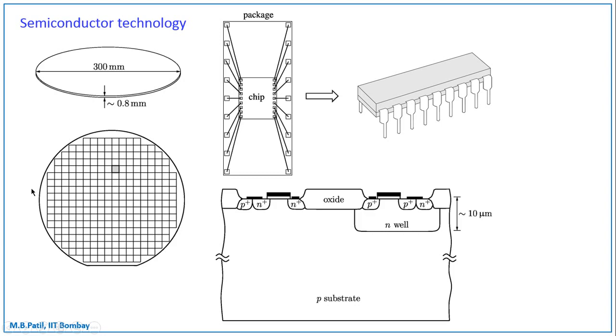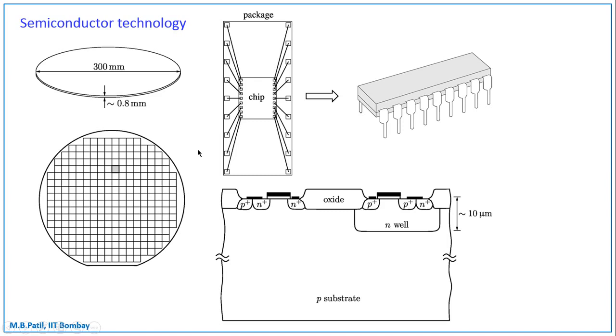And after going through a series of processing steps using very sophisticated equipment, this is what the wafer looks like. This is the top view. It has got some pattern on it, and each one of these rectangles, for example this one, is one chip. Now the chip could be as simple as a single diode or a single transistor, or it could be as complex as a microprocessor with 10 million transistors or 100 million transistors.